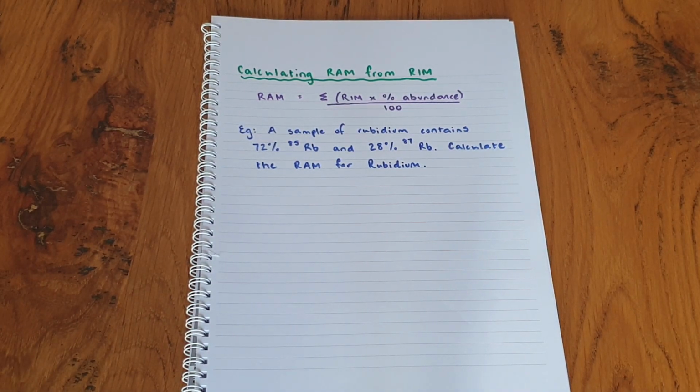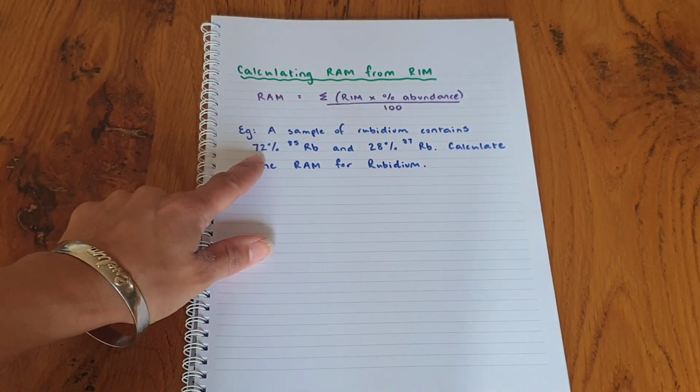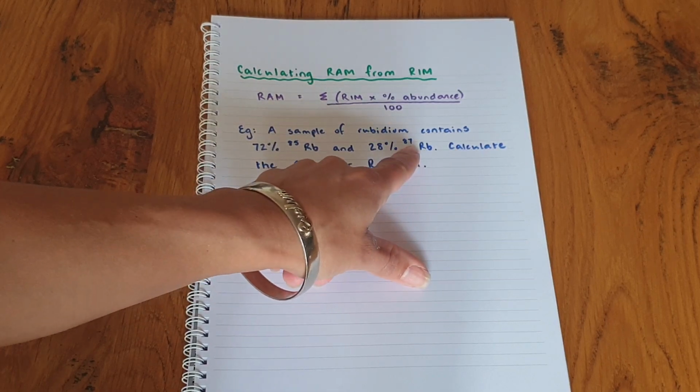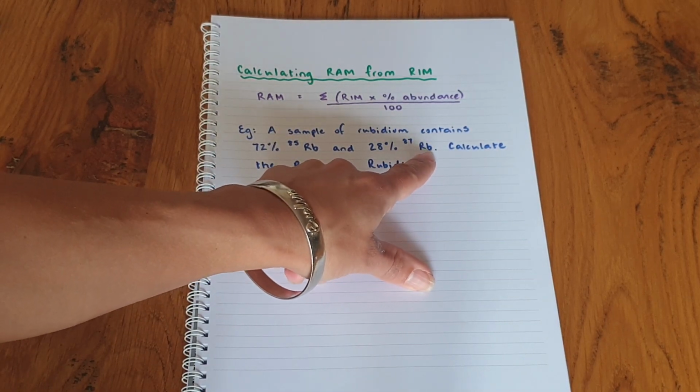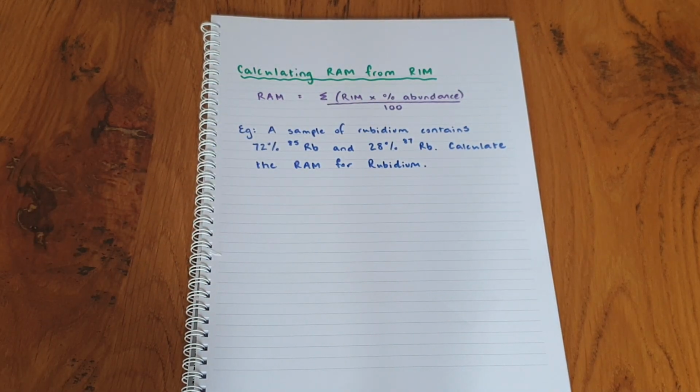So let's look at this particular example. We have a sample of rubidium that contains 72% rubidium-85 and 28% rubidium-87. So what we have is two isotopes. They each have a different mass, and we're going to calculate the RAM for rubidium.